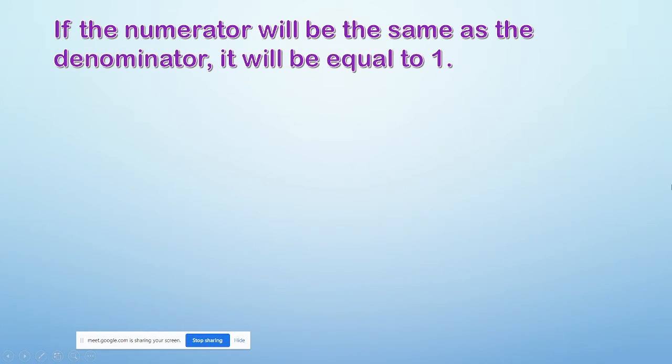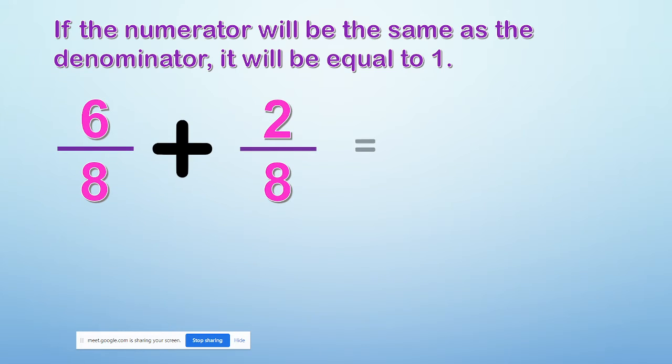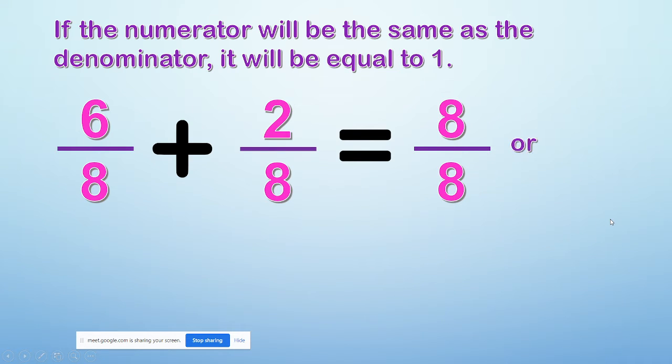As easy as that. Now, if the numerator will be the same as the denominator, for example, you have 6/8 plus 2/8. What will be the answer? 6 plus 2 is 8, so 8/8. Now you can see the numerator is 8 and the denominator is 8. It means they are both 8. If you have 8/8, it is already equal to 1. Okay, it is one whole.